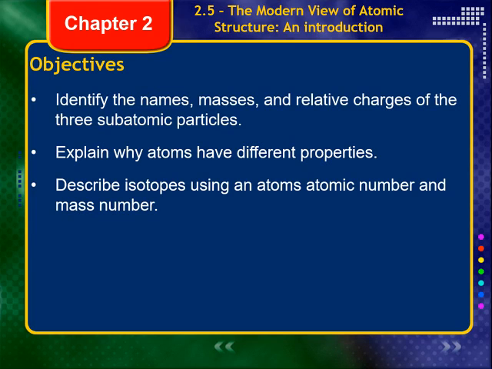All right, AP, we're going to go through section 5 through section 7, starting with the modern view of the atomic structure, just an introduction. So what I want you to be able to do: identify the names, masses, and relative charges of the 3 subatomic particles, explain why atoms have different properties, and describe isotopes using an atom's atomic number and mass number. Here we go.